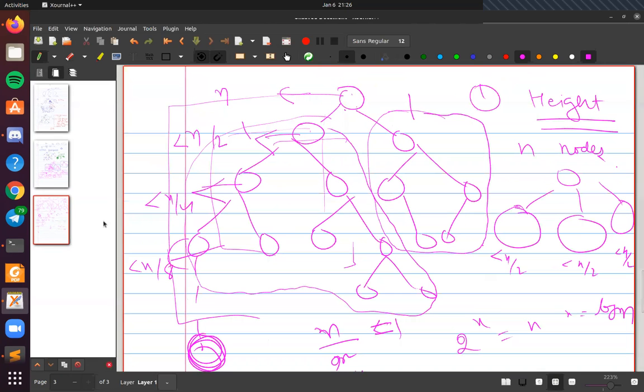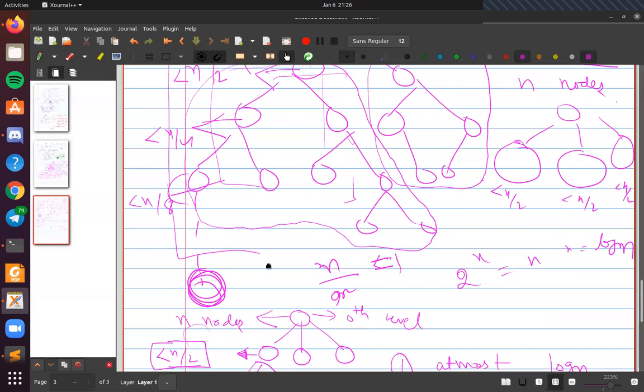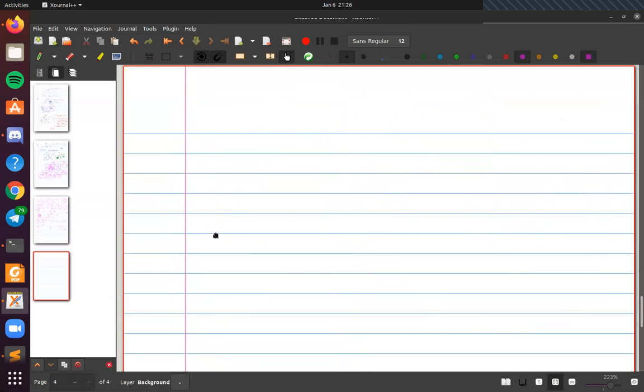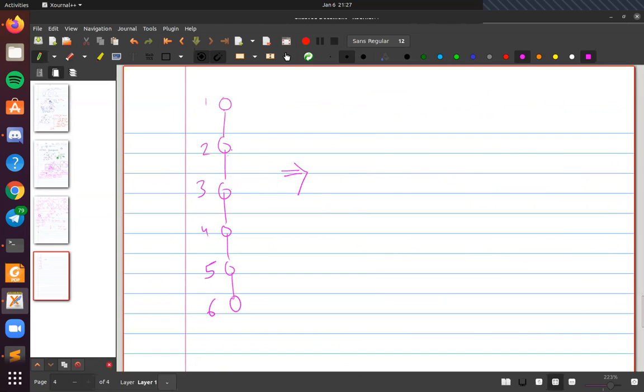So let's take an example. Suppose your tree is this normal tree with height n: 1, 2, 3, 4, 5, 6. Now I want to do the centroid decomposition. So what will be the centroid? This can't be a centroid. This can't be. So three elements, 6. Yes. So 3 will be the centroid.